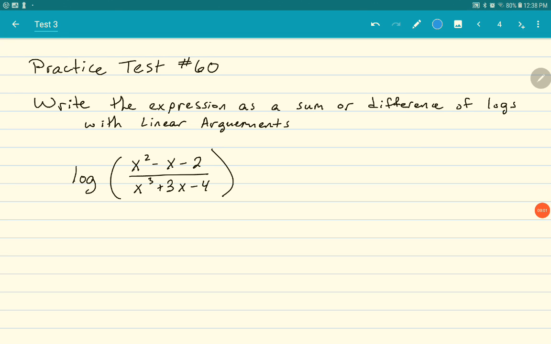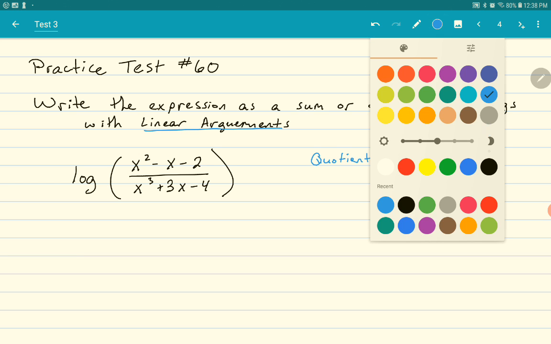Let's write the expression of a sum or difference of logs with linear arguments for this problem. So here I have a log of a quotient. So that's a hint, I'm going to probably use my quotient rule. But I also don't have linear arguments. So notice my arguments are actually quadratic. So I need to actually factor these arguments to get linear arguments.